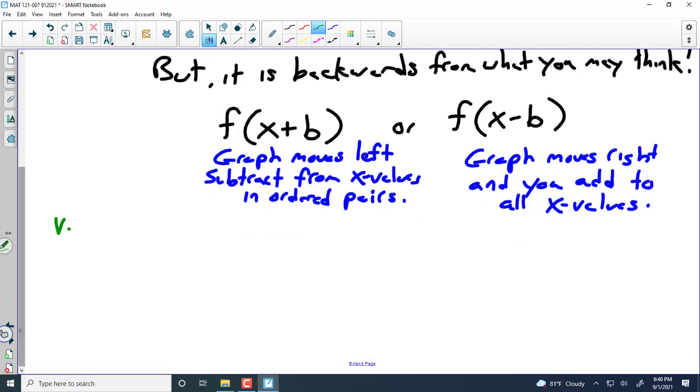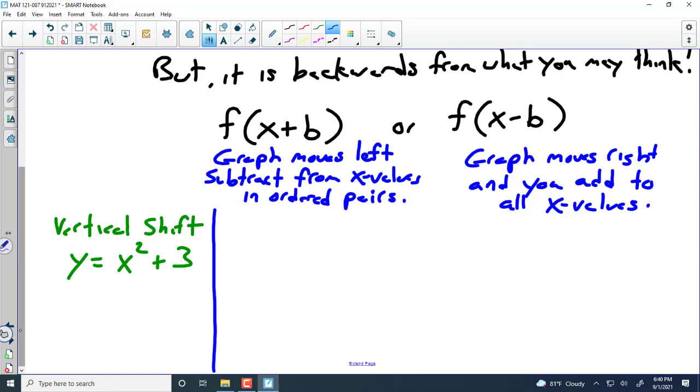Class, this is a vertical shift right here. That's a vertical shift. Our horizontal shifts look like this. So if our original function is f of x equals x squared, I'm just going to write a couple ordered pairs that are on it.